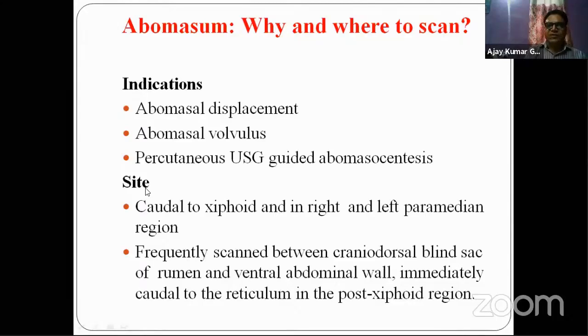So, which is the site for scanning the abomasum? The abomasum is scanned caudal to the xiphoid and both in the right as well as left paramedian region, just caudal to the reticulum. It is frequently scanned between the caudodorsal blind sac of the rumen and the ventral abdominal wall, immediately caudal to the reticulum in the post-xiphoid region.